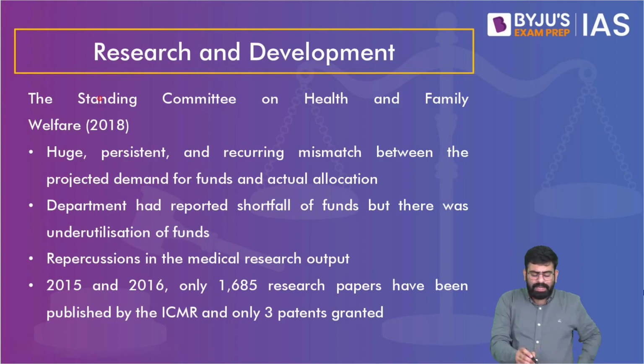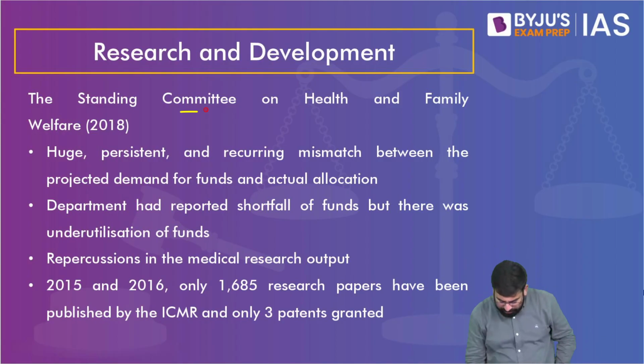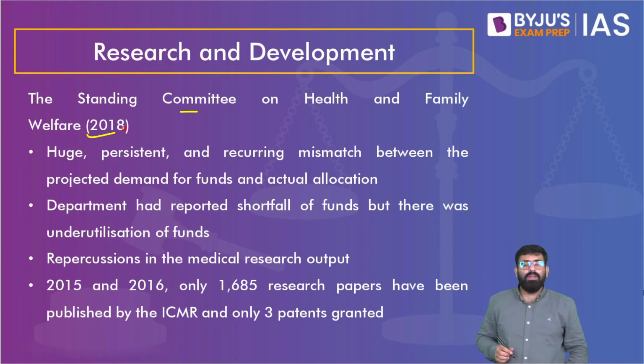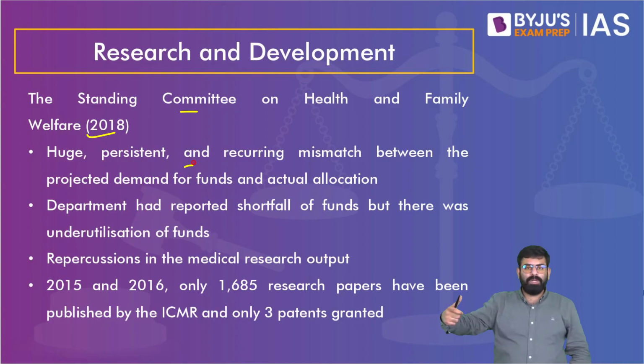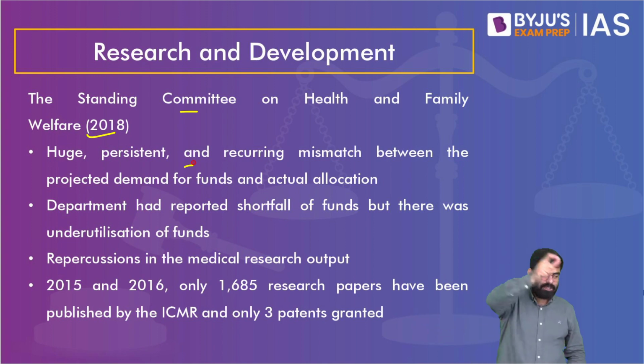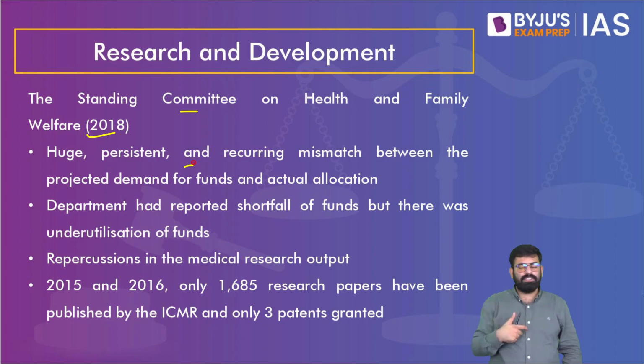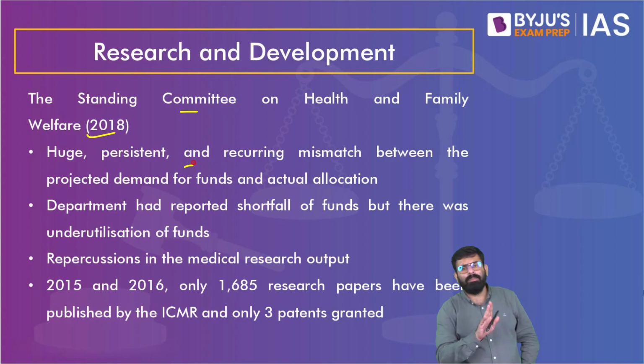And we'll look at the report by the Standing Committee on Health and Family Welfare in 2018. You find they have highlighted various problems. One idea is that we are not allocating as much to research as we ideally should. Then there is a mismatch between funds that are allocated and funds that are actually transferred. One side is that the researchers are saying we are not being given the funds that are allocated.